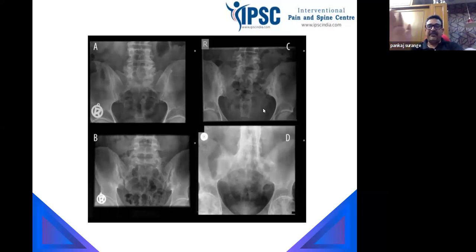But the patient may be having severe pain. So whenever you have a suspicion of spondyloarthropathies, you must order an MRI. Don't rely on the X-rays. All these features, fusion, erosions, these are very late features of the spondyloarthropathies.